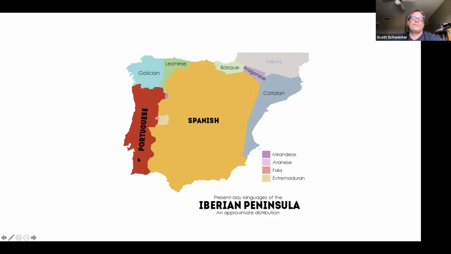So Portugal is a very small country, but there's actually a lot of diversity in how Portuguese is spoken. And it's very easy to tell when someone is from Lisbon, for example, versus from Porto, which is more up here in the north, and definitely from the farther north. So this is an approximate distribution of the present day languages of the Iberian Peninsula, but that's how Portuguese came to be.